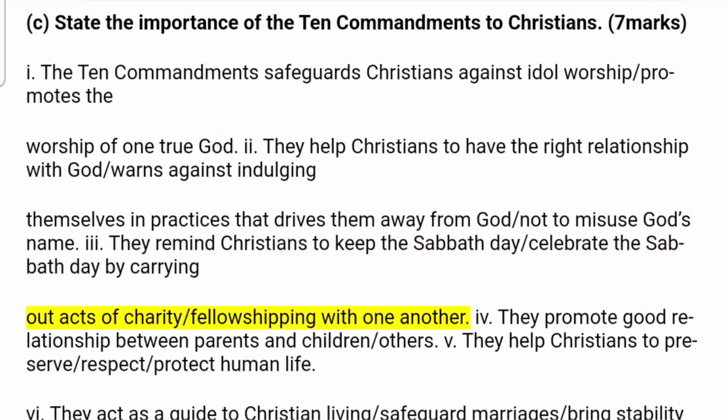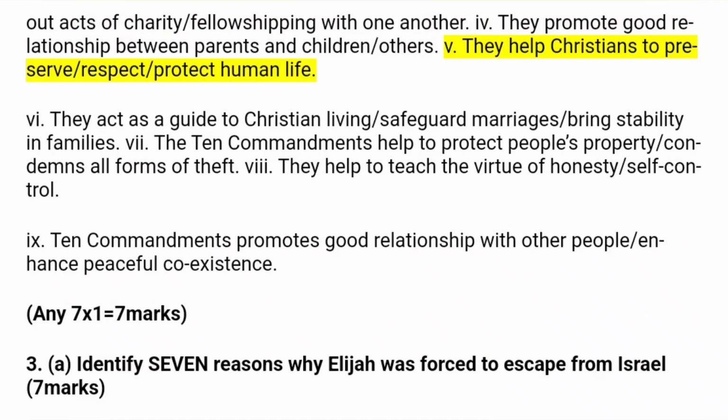with one another. 4. They promote good relationships between parents and children, and others. 5. They help Christians to preserve, respect and protect human life. 6. They act as a guide to Christian living, safeguard marriages, and bring stability in families. 7. The Ten Commandments help to protect people's property and condemn all forms of theft. 8. They help to teach the virtues of honesty and self-control. 9. The Ten Commandments promote good relationships with other people and enhance peaceful coexistence.